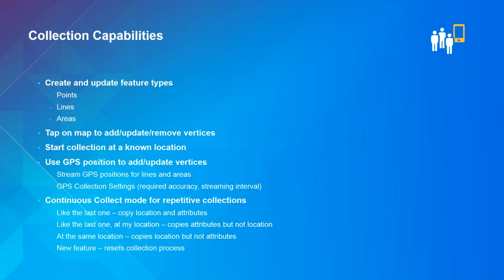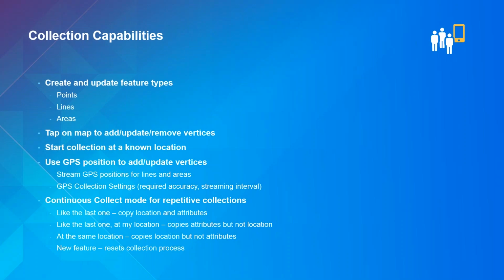So in terms of the collection capabilities, it's not just points. Oftentimes we talk about points like damaged homes or whatever type of features you can collect, but it collects all types: points, lines, and areas. You can simply tap on the map to update or remove vertices. You can leverage the GPS on the device and actually go into stream mode if you're tracing lines, and leverage the GPS technology to track you as you move through the field and collect that information.